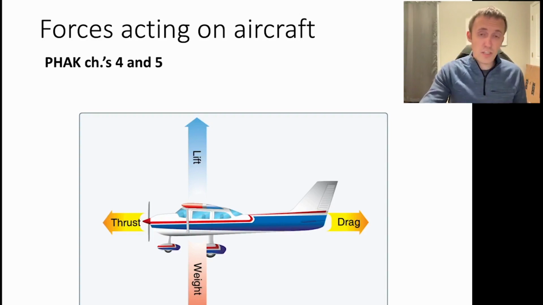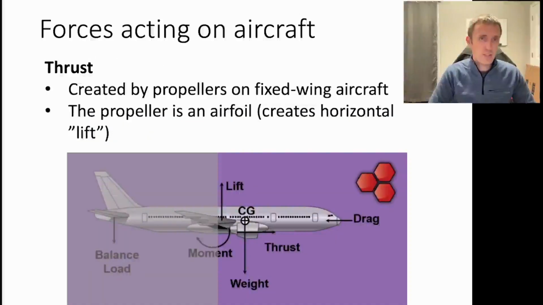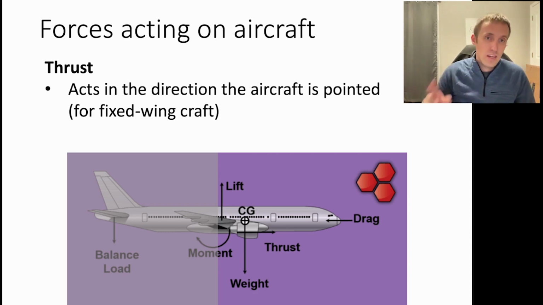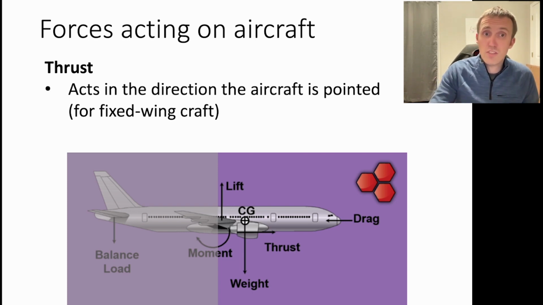So in today's lecture, we'll be talking about thrust and drag. Now, thrust is the power to move the aircraft forward. And on a fixed-wing aircraft, this is created by propellers. The propeller itself is an airfoil, so we've talked about the wings of an aircraft being an airfoil. The propeller is also an airfoil. It, in a sense, creates horizontal lift. It provides a lift-type force, which is acting in the horizontal direction, and it moves the aircraft forward. And it acts in the direction that the aircraft is pointing. So for a fixed-wing aircraft, the propeller is typically going to be pulling the aircraft along or pushing the aircraft along in the same direction that the aircraft is facing.